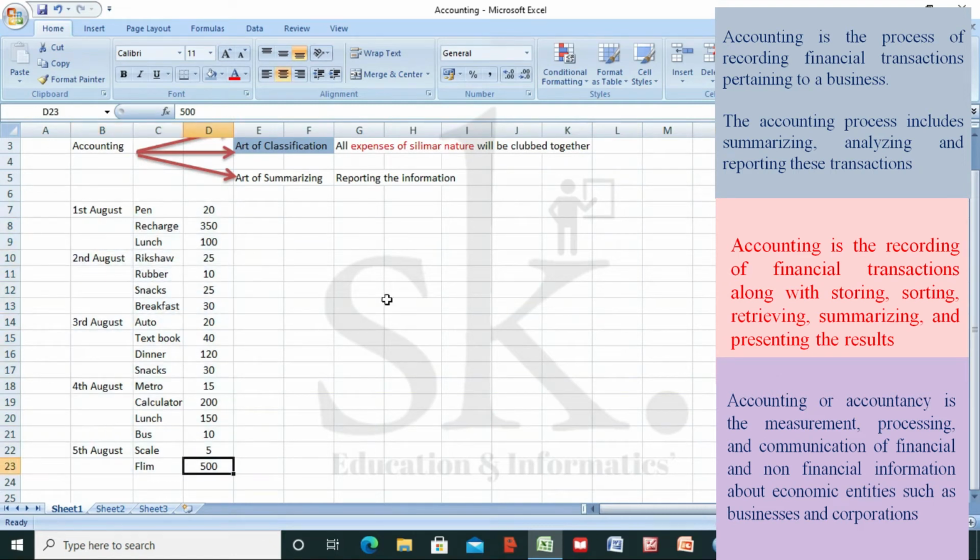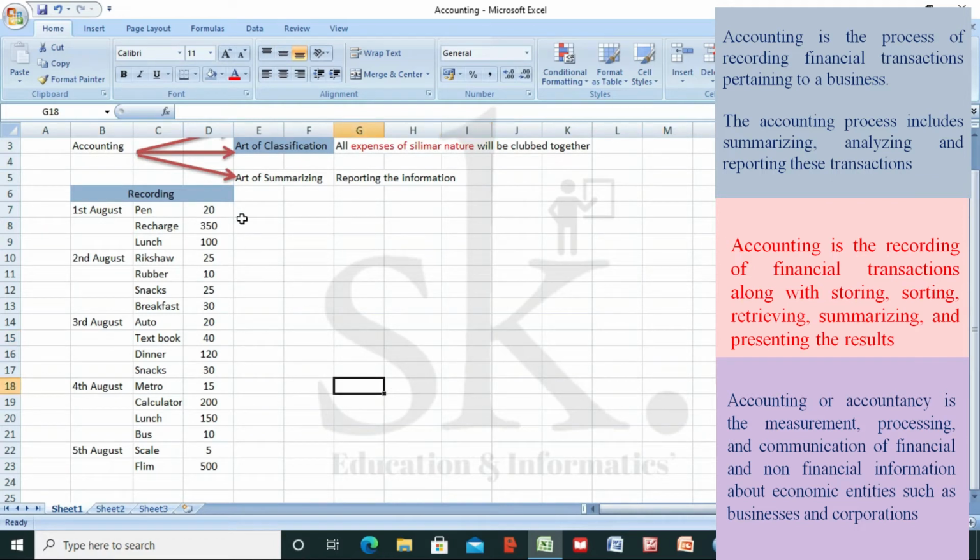So I have recorded all possible transactions which have happened from 1st of August to 5th of August. With reference to date, we have recorded, so the art of recording part is done. We have recorded all possible transactions which we have incurred as a student for the period from 1st of August to 5th of August.